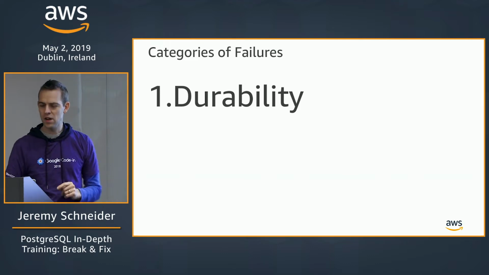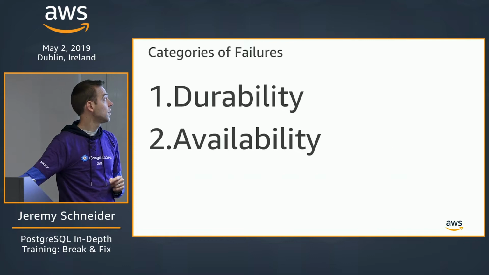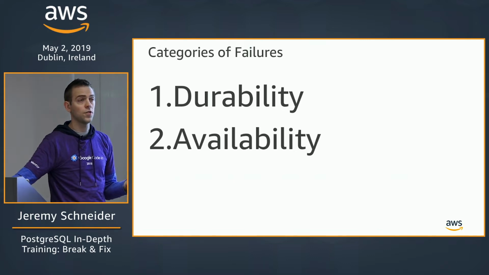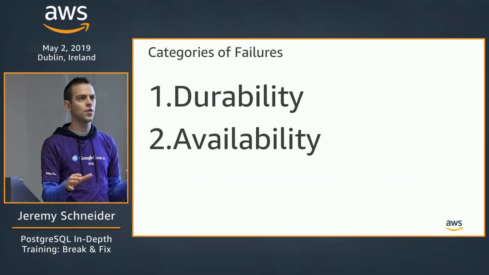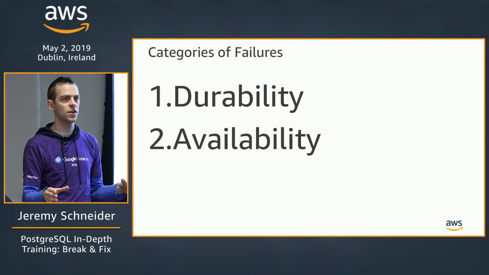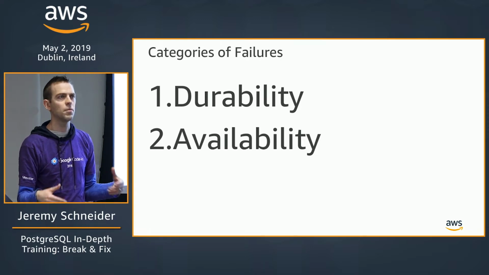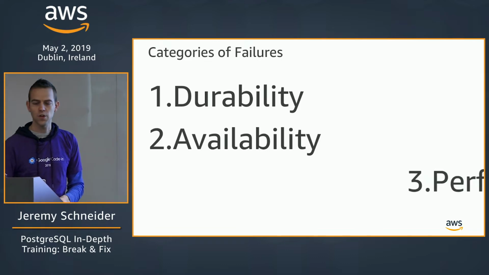Job number 1. Number 2 is availability. So number 1 is don't lose the data. Once we've got that, we know we have the data, then the next thing is making sure that you can access it, making sure it's available to your application. And the third thing is performance.